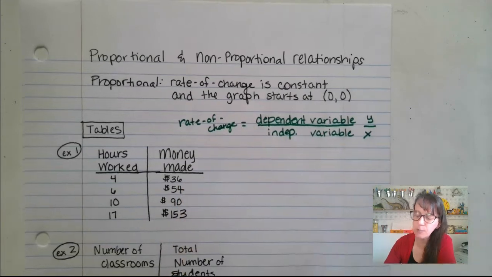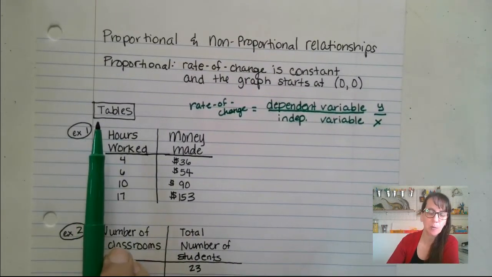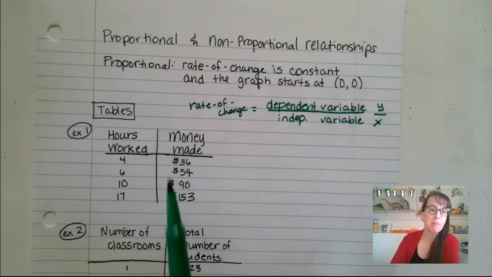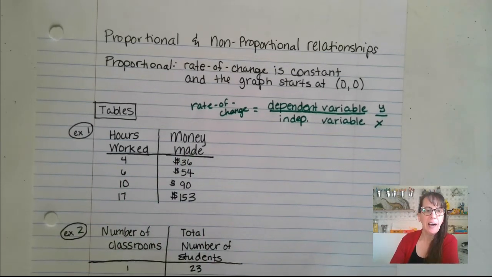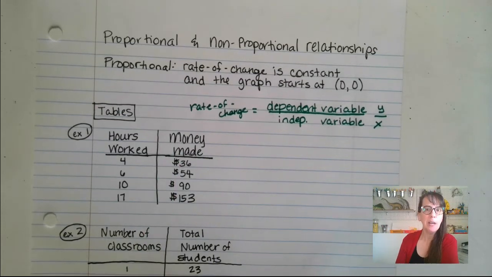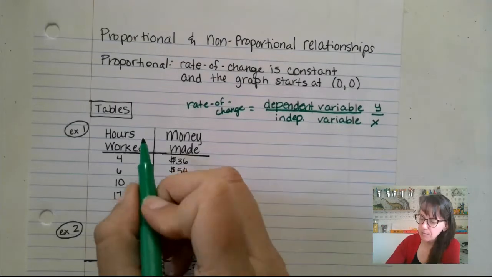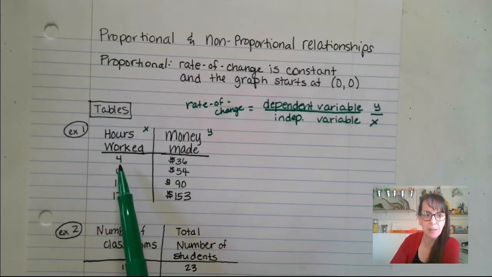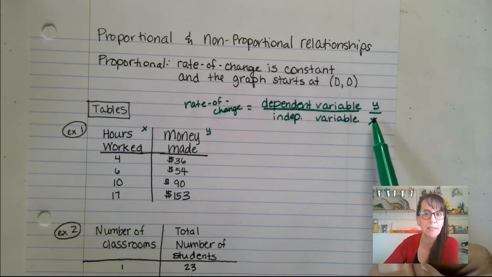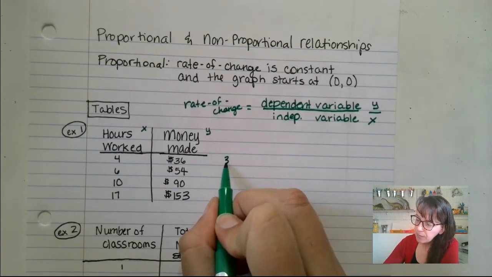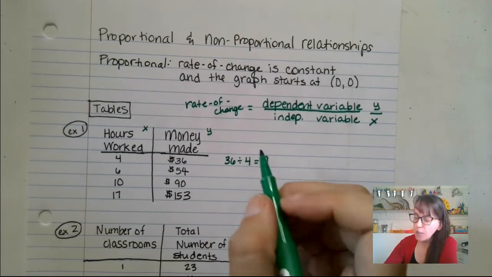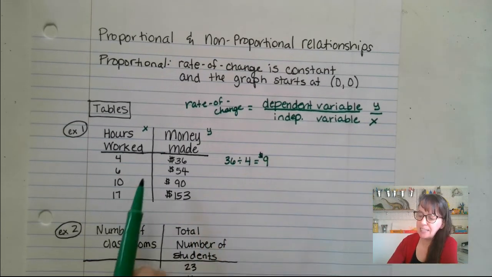Okay, so how do we use this? Let's take a look at this first example. We're going to talk about tables first. In this table, the number of hours worked and the amount of money earned. What we're going to do is figure out how much it is per hour. So we're going to take the dependent variable. This is our x, this is our y. So we're going to take our y and divide it by our x. So if we have 36 divided by 4, we end up with 9. So we are making $9 per hour.